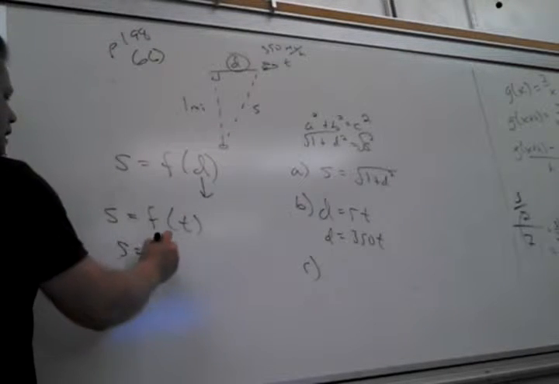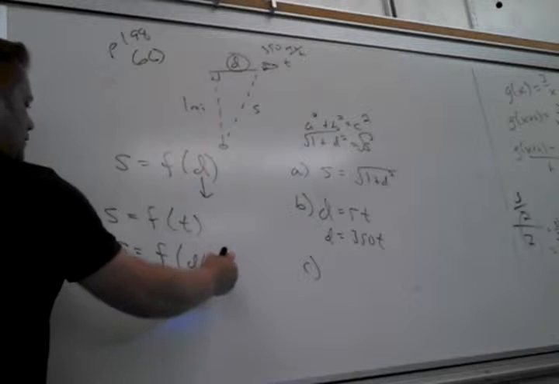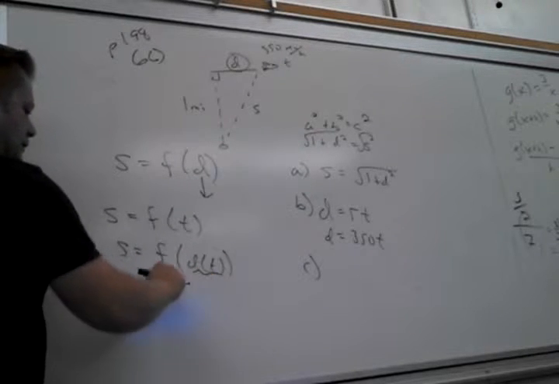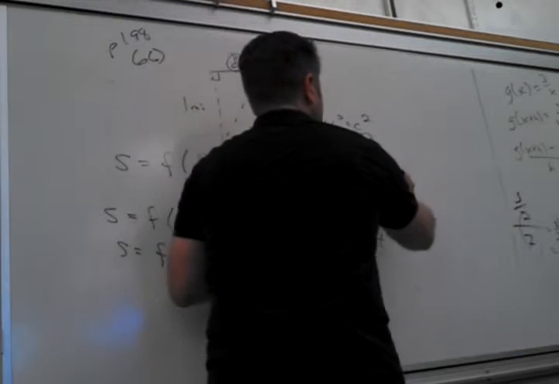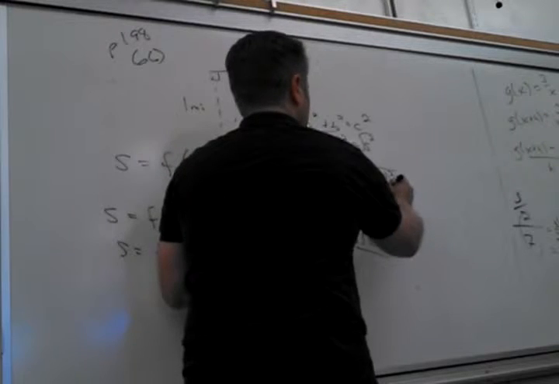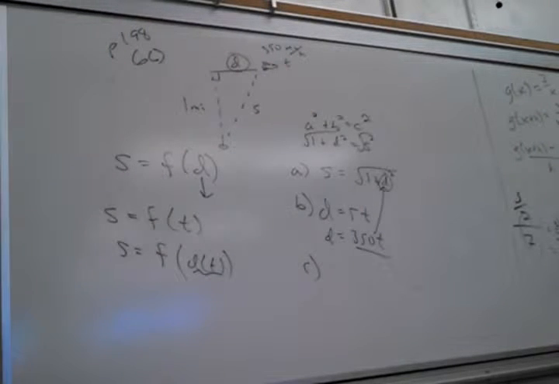So that's kind of, I can do that. F of D of T. I just have to throw that inside of that. That's what they mean by use composition to do it. If S is a function of D, but D itself is a function of T, I just got to throw it in. Do you guys see that?